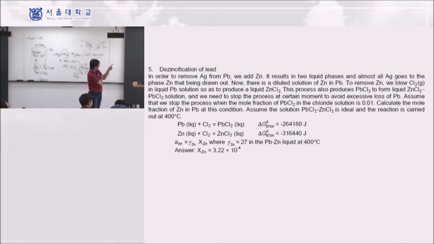Assume that we stop the process when the mole fraction of PbCl2 in the chloride solution equals 0.01, and calculate the mole fraction of Zn in the lead at this condition, assuming that this PbCl2, ZnCl2 is an ideal solution, and the reaction is carried out at 400 degrees Celsius. So it's a little bit long, but the idea is very simple.